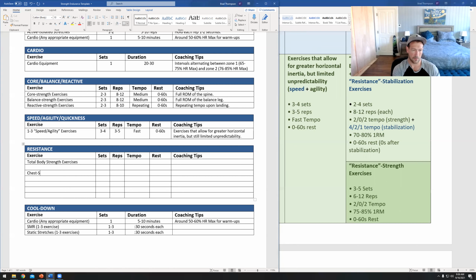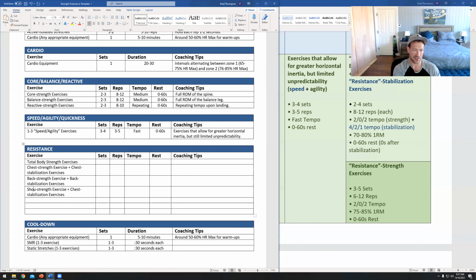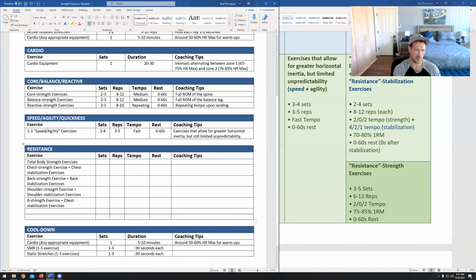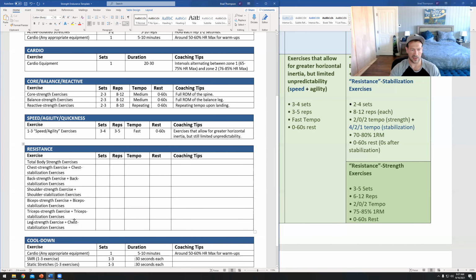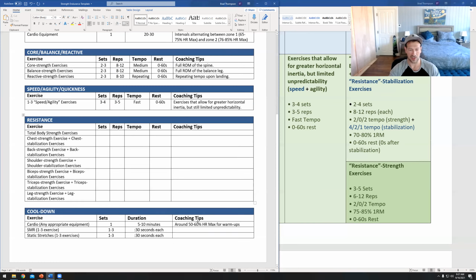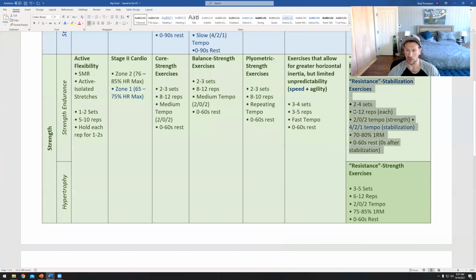We are going to go with shoulder strength plus shoulder stabilization. And then biceps strength plus bicep stabilization. Triceps. And lastly, legs: leg strength plus leg stabilization. So make sure you are supersetting similar biomechanical movements here, right?